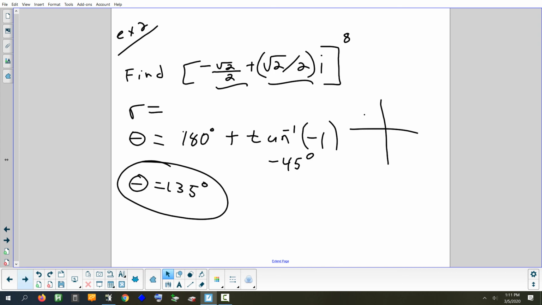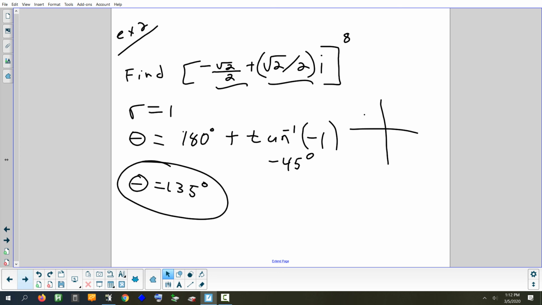Now your radius, we're going to use the Pythagorean Theorem. And I think we did one like this in the homework. What do you get when you square root 2 over 2? Positive, because you square it, the negative's gone. So 2/4 plus, what do you get here? 2/4 again. 2/4 plus 2/4 is 4/4, which is 1. And what's the square root of 1? 1. So there's your radius.